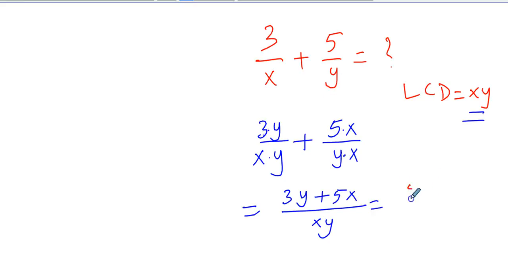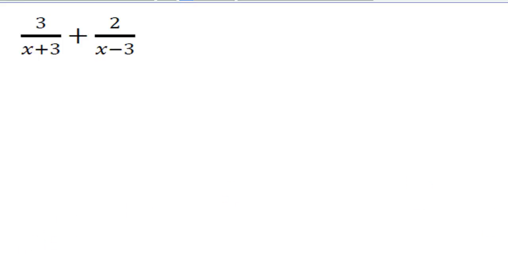Right, I'll write 5x plus 3y over xy. Right, this makes some sense, I think, when just x and y is there, multiply and you got the thing. Now let's go back to the given problem.